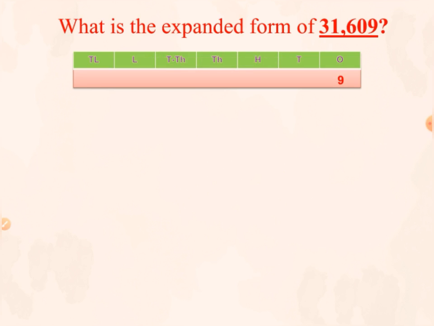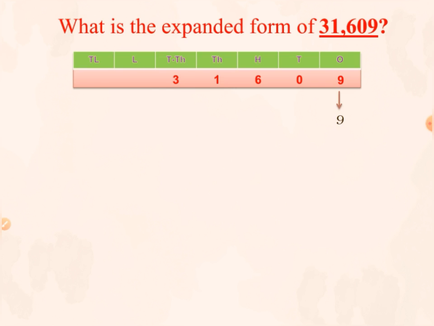Then we'll find the place values and then we'll write them in expanded form. So here I have kept all the digits at their places. You can see 9 will go at 1's place, 0 will go at tens place, 6 will go at hundreds place, 1 will go at thousands place, and 3 will go at 10,000s place. And then we'll take the place values of each digit.